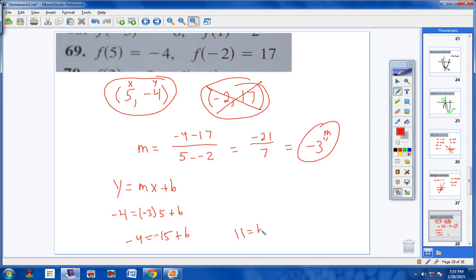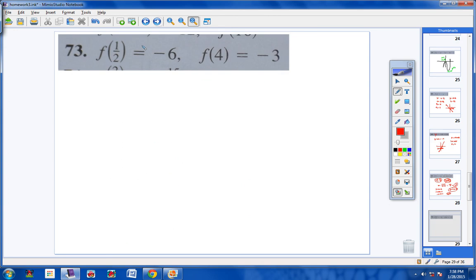So b equals 11. So do I know what the slope is? Yes. Do I know what b is? Yes. So you're ready to write your linear equation. y equals -3x. That's where your slope comes in. Plus 11. That's where your 11 comes in. So there's the linear equation, okay? Let me check that in the back of the book real quick to make sure that we're correct, and then we'll continue on. y equals -3x plus 11. Yes, that is correct.